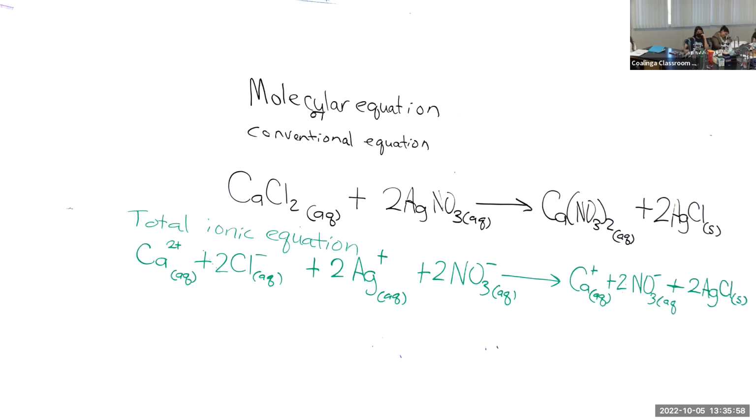We have doers and spectators. So if it's exactly the same on both sides, it's a spectator. So for instance, we have the nitrate. Nitrate is exactly the same on both sides. We have our calcium ion. Is exactly the same on both sides.